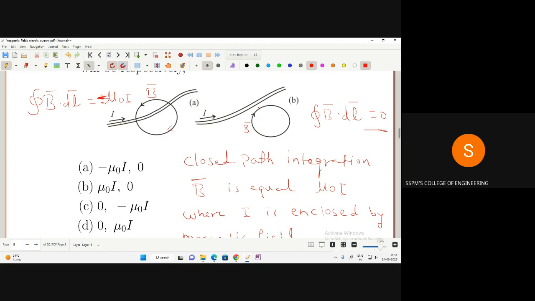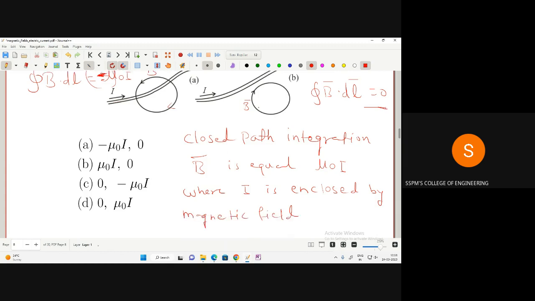Why is the negative sign given? According to Fleming's right hand rule, the magnetic field would be rotating in the clockwise direction, but the actual direction is given as anti-clockwise. That's why the negative sign is given. So which option is correct? Option A is the correct option. Minus mu 0 I, and second option 0.